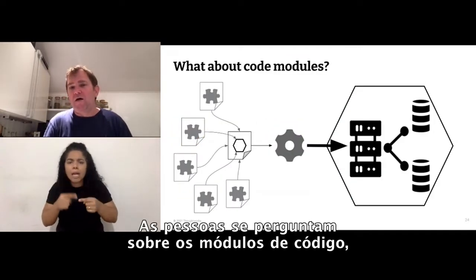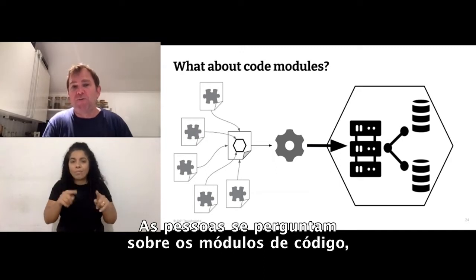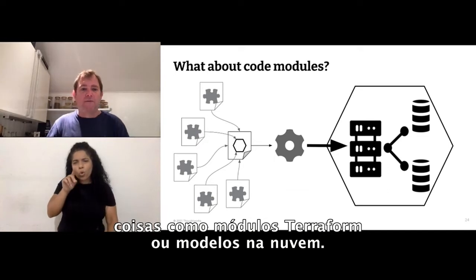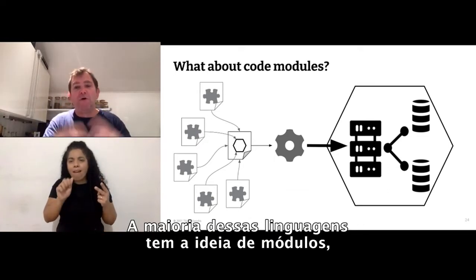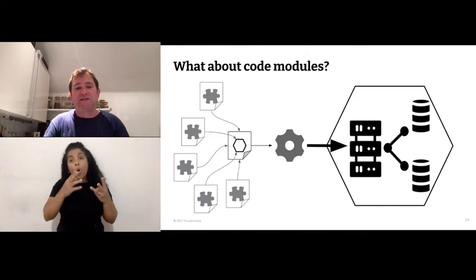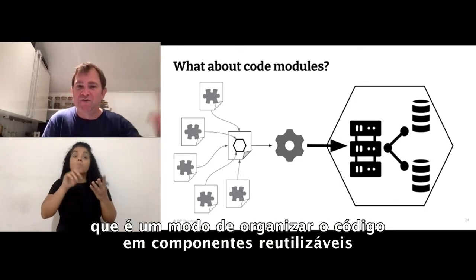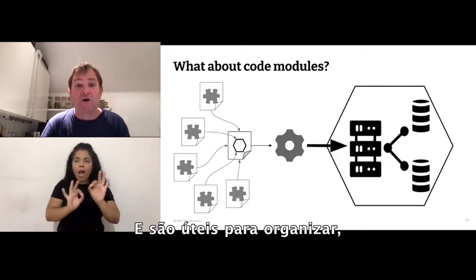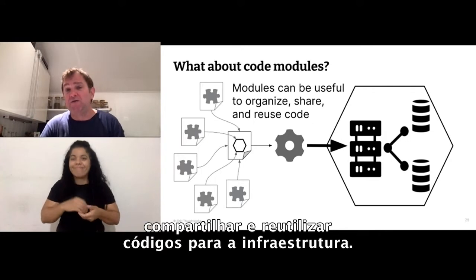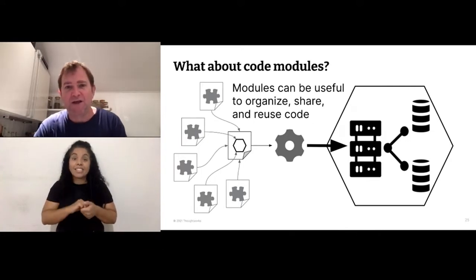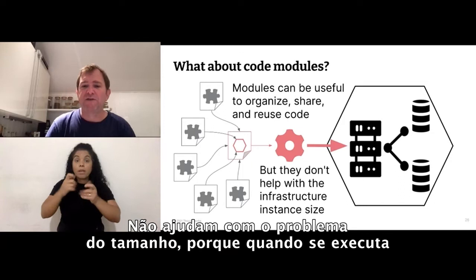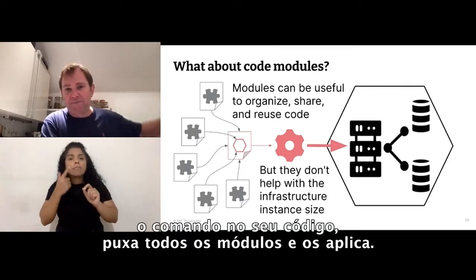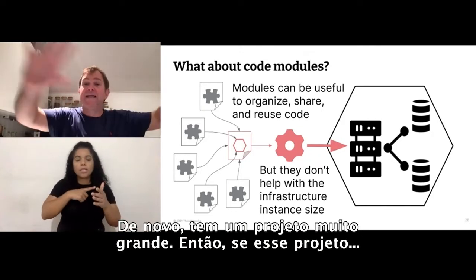Now, often people wonder about code modules for infrastructure, things like Terraform modules or templates in CloudFormation. Most of these languages have the idea of modules, which is a way to organize your code into reusable components that you then import into your stack. And so those are useful to organize and to share and reuse code for infrastructure. But they don't help with that problem with the size, because when you run the apply command on your stack code, it pulls in all the different modules and then applies them, and again, you have a very big project.